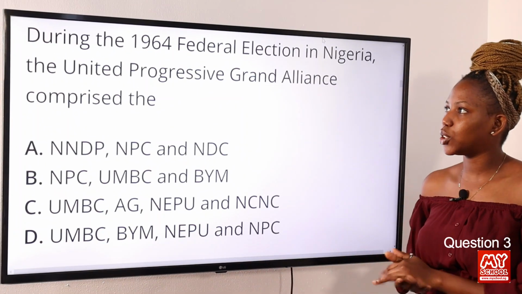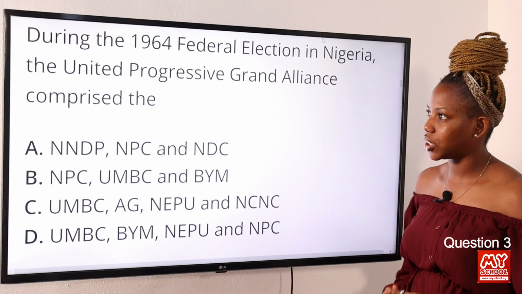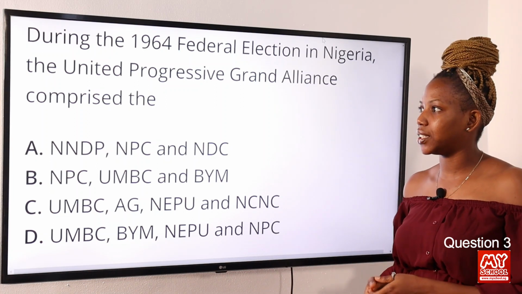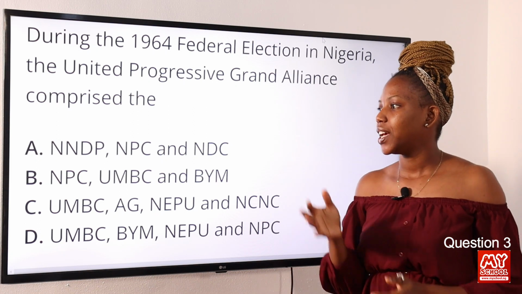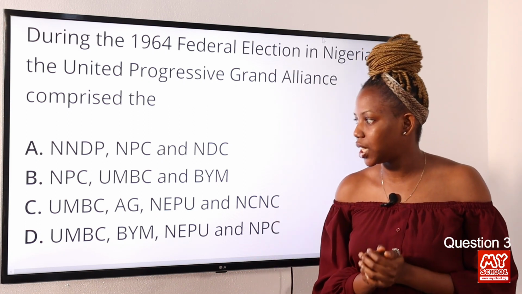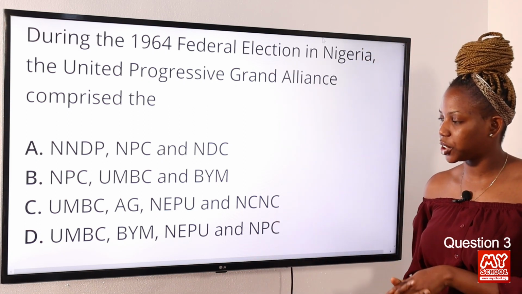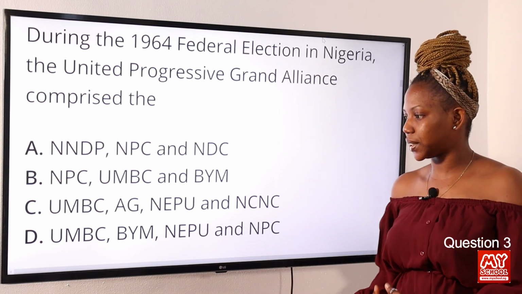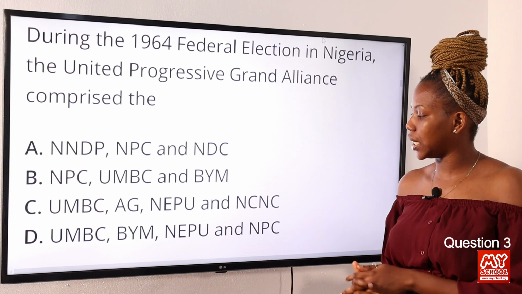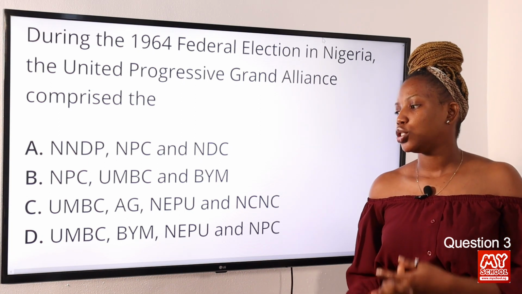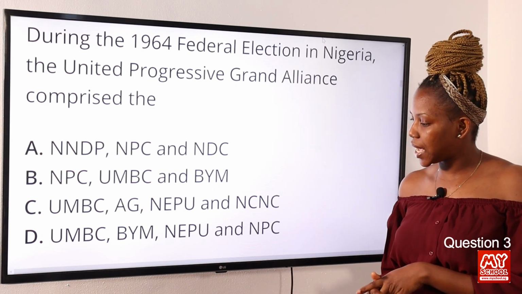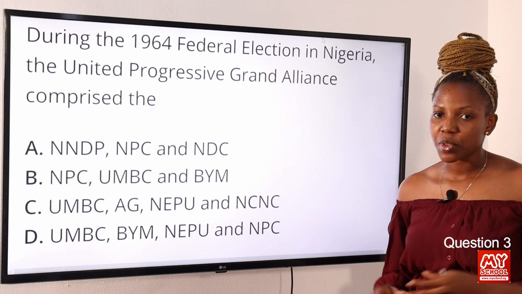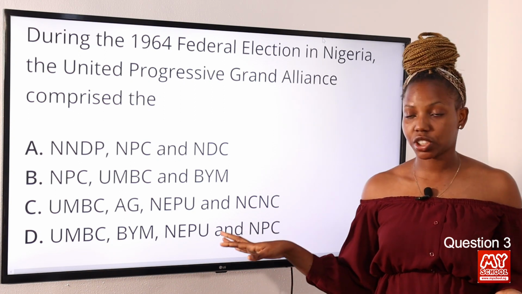Question 3. During the 1964 federal election in Nigeria, the United Progressive Grand Alliance comprised the option A, NNDP, NPC, and NDC, option B, NPC, UMBC, and BYM, option C, UMBC, AG, NEPU, and NCNC, option D, UMBC, BYM, NEPU, and NPC. Now, the answer to this question is option C.